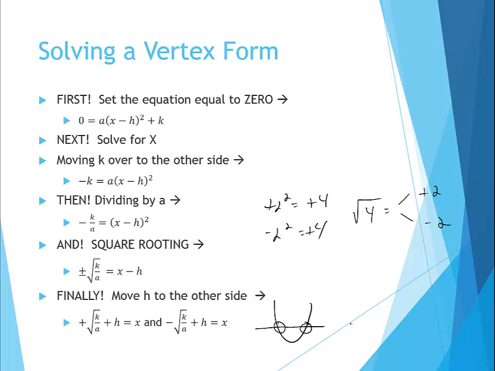Now, we could possibly only have one solution, because what if the vertex intersects your x-axis right there? That's only one solution. And we could also have no solutions. See, x-axis, parabola, and it doesn't touch, so there's no solutions. So we can only have 2, 1, or 0. We can't have 3 solutions. We can't have 4 solutions. Only 2, 1, or 0.